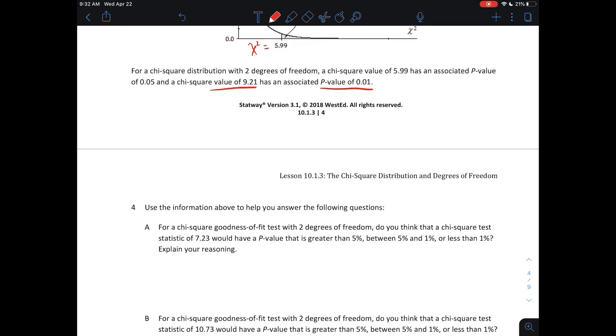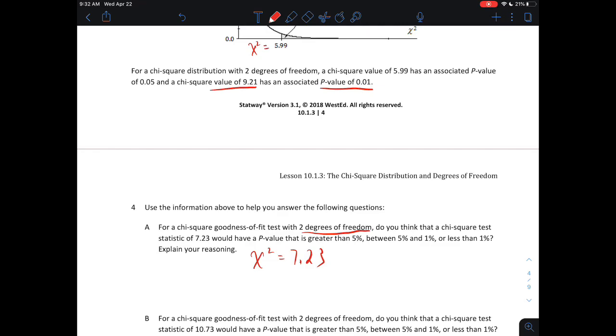Number 4, use all of the information above to help you answer the following questions. For a chi-square goodness of fit test, again with 2 degrees of freedom, like we had on the previous page, do you think that a chi-square test statistic of 7.23 would have a p-value that is greater than 5%, between 5% and 1%, or less than 1%? So here in question 4a, they're saying that chi-square is equal to 7.23.